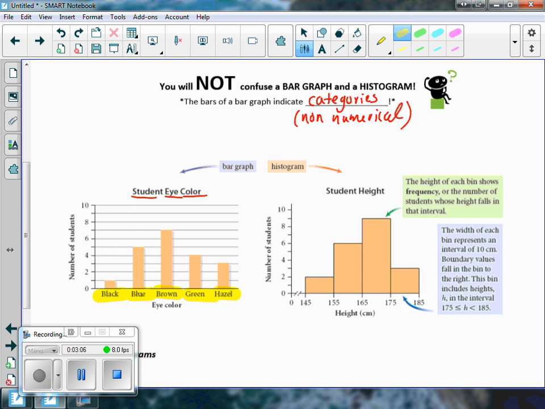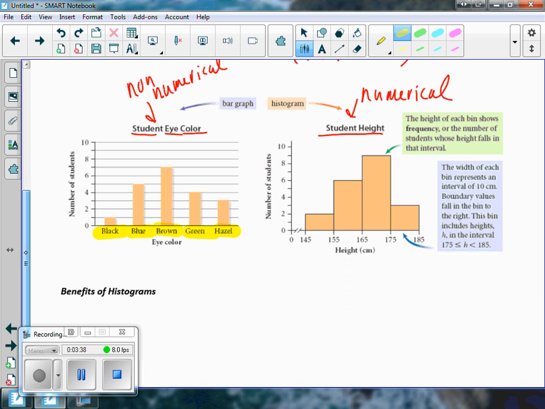But student height is a little different. Student height is numerical. This is a numerical representation, and this is non-numerical. If it is numerical, it wouldn't make sense to make a bar graph, one for a height of 155, for a height of 156 centimeters, for a height of 157, 158, 159. It doesn't really make sense to do that. Instead, you are going to do an interval. These are intervals.